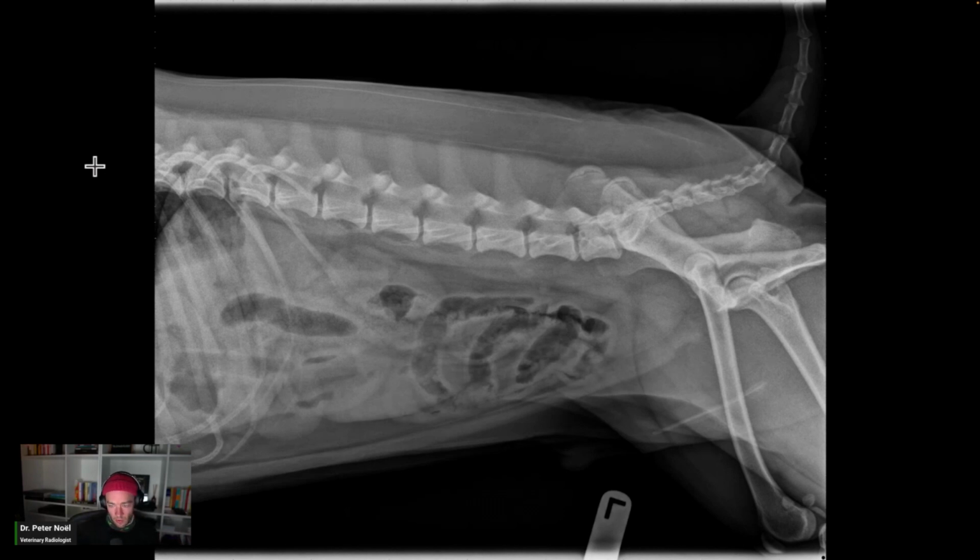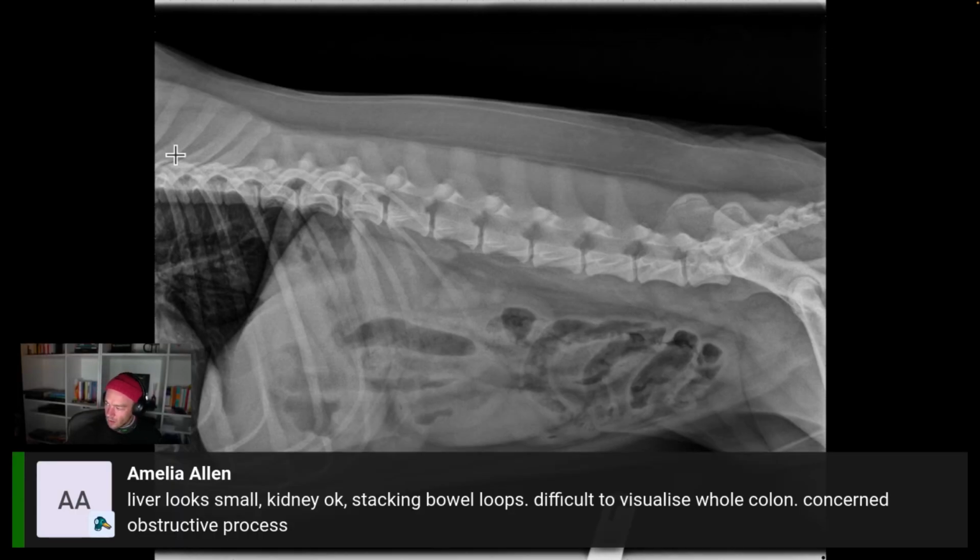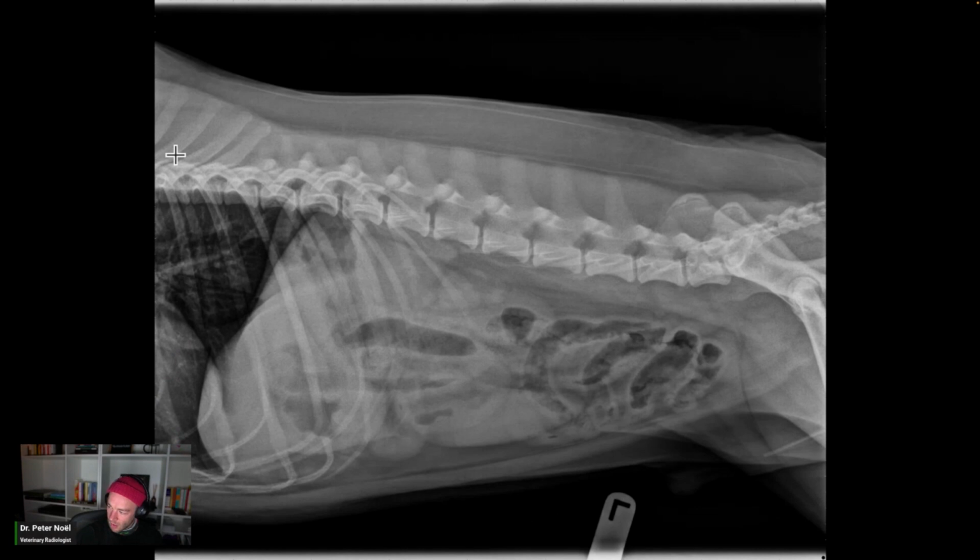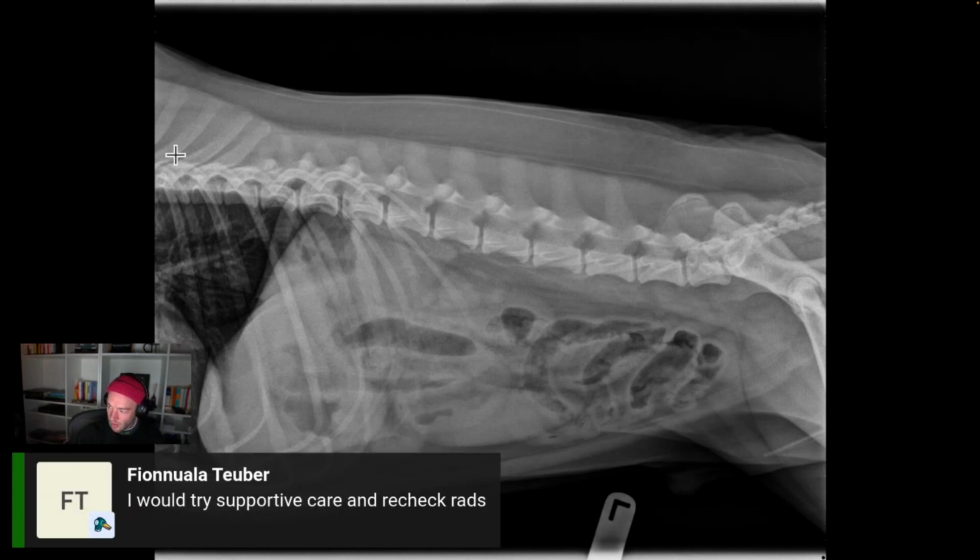And so I'm going to just kind of keep doing it. All right, liver looks small, kidney okay, stacking bowel loops, difficult to visualize the whole colon, concerned about an obstruction. Okay, I would try supportive care and recheck RADS. Okay.